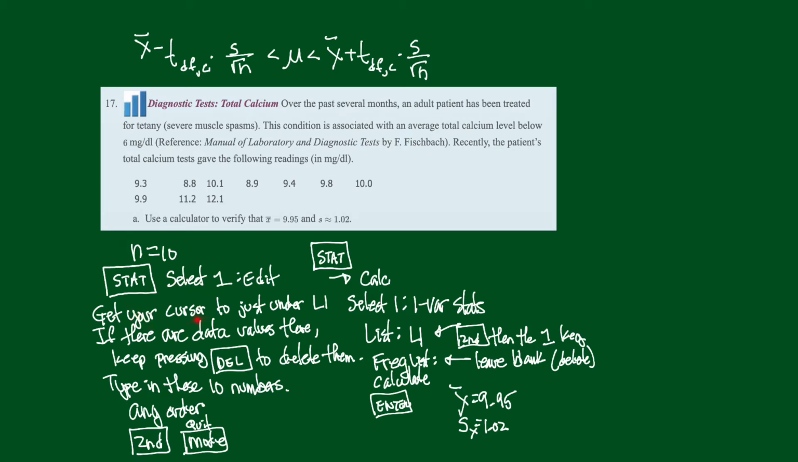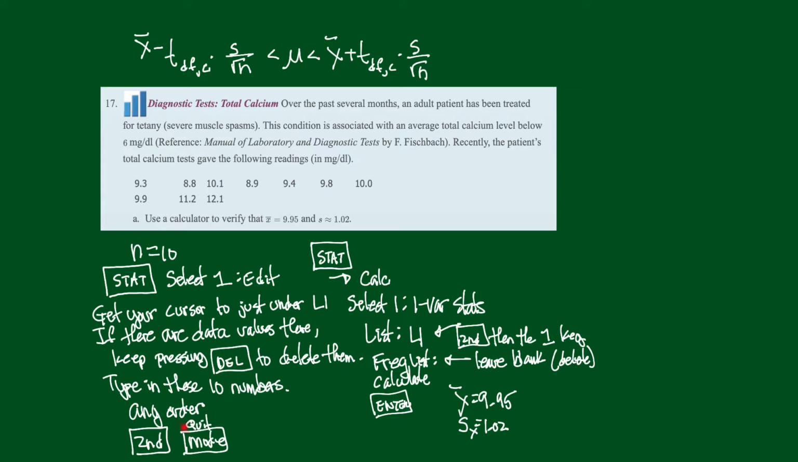Then get your cursor just under the L1. When you press Stat and Edit, you get an L1, a bunch of lists. So get your cursor right under the L1. And if there's already data there, just press the delete key. Just keep pressing it until all the data is gone. There's another way to do it, but this will work for us right now. The delete key is right up there in row 1, column 3. So delete all the data.